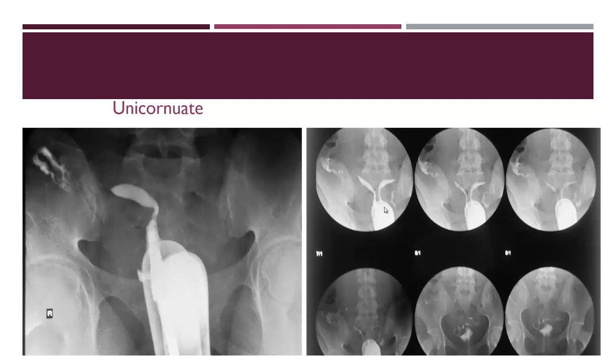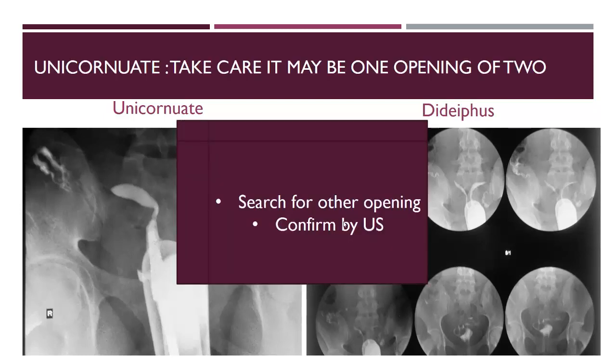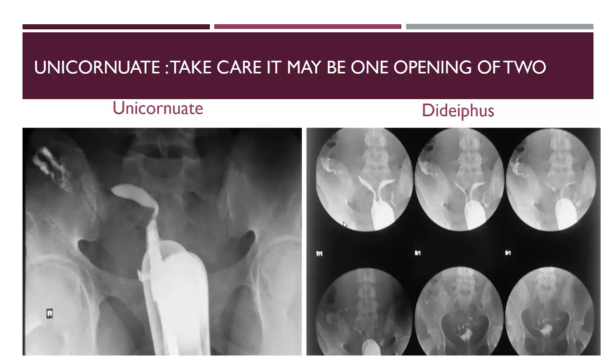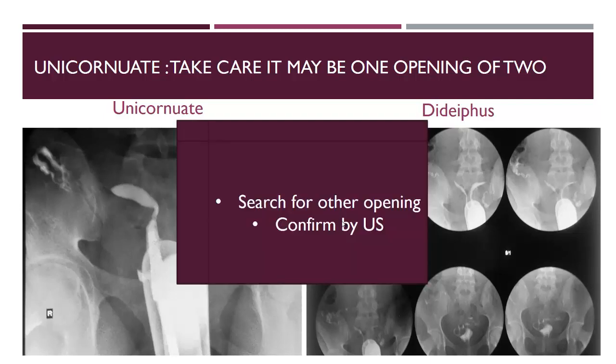You have to look if there is any opening on the surface of the cervix or not, and this is a point of differentiation between didelphys and bicornuate. There is two separate external orifices on the cervix from outside, external os. So this is didelphys. So in unicornuate uterus, take care, it may be one opening of two. Second, search for other opening and confirm by ultrasound.